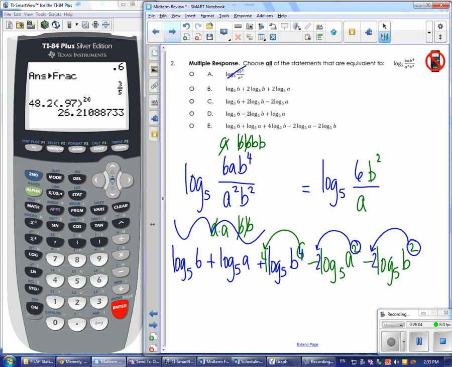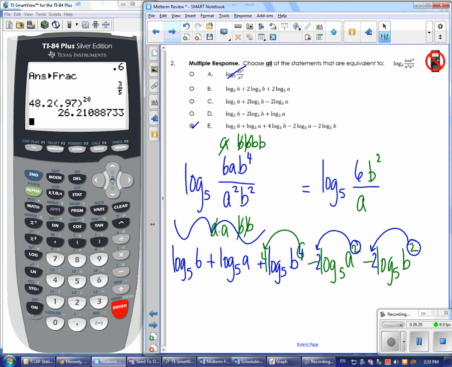And so now I want to look to see if that's any of my answer choices, and it looks like that corresponds to letter E. So I have the log base 5 of 6, the log base 5 of a, plus 4 times the log base 5 of b, and then I'm subtracting 2 times the log of a and 2 times the log of b. So one of the correct answers is going to be E.